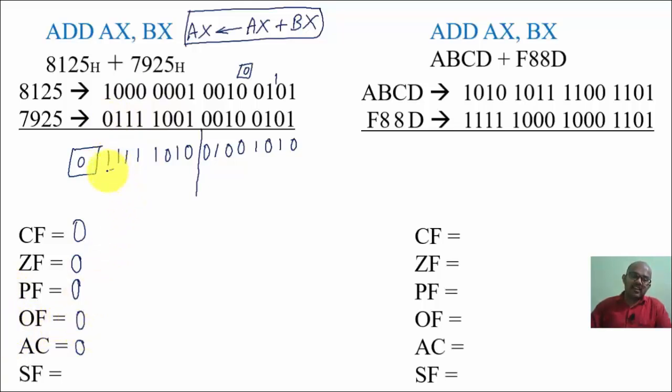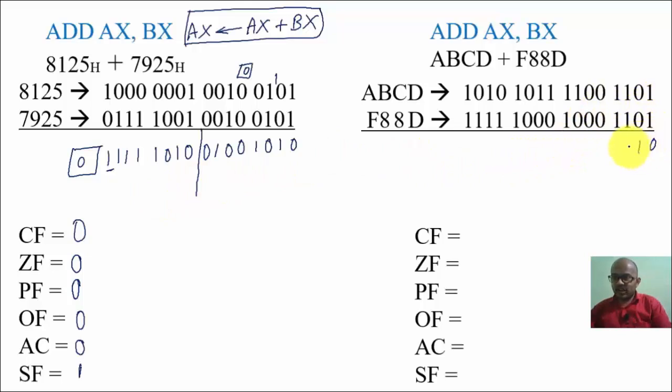What is the sign? Sign is negative, nothing but it is 1. Now if I am performing add AX, BX, what I am going to do is add ABCD with F88D. So the result I am getting is 1A45A.